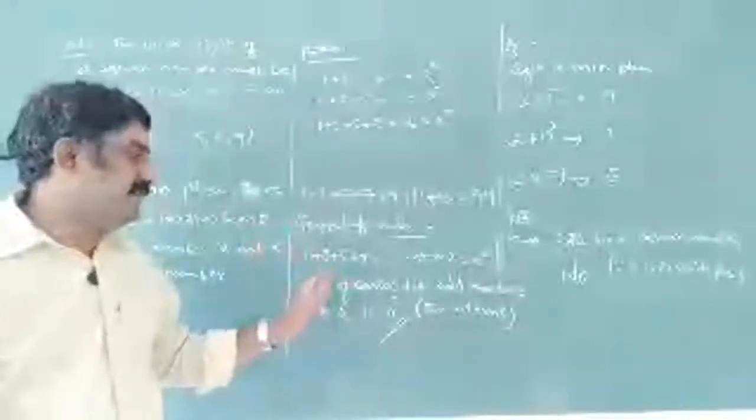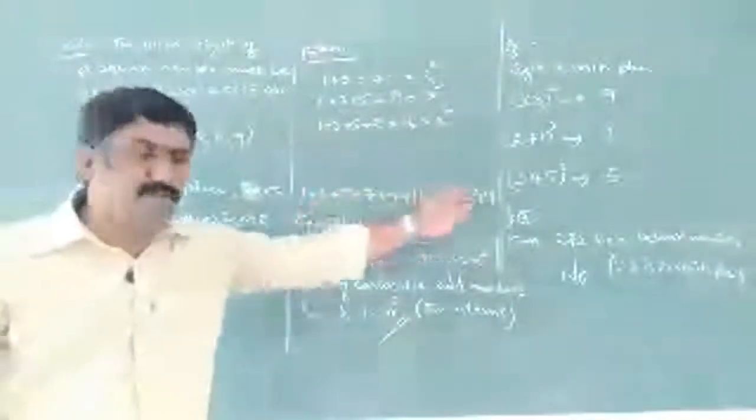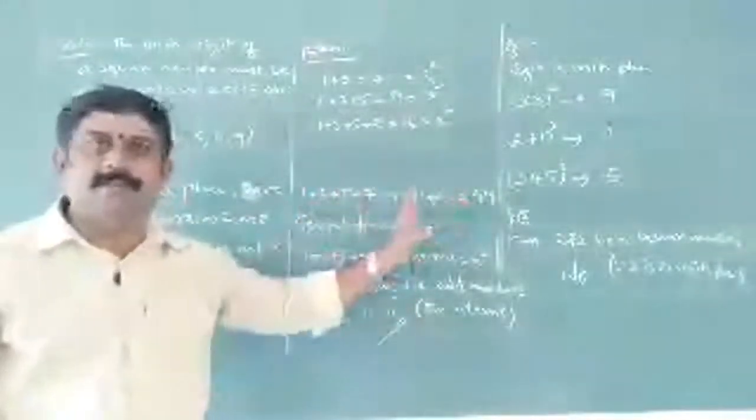1 plus 3 plus 5 plus 7 up to n terms, we are taking n square. N is nothing but the number of terms. 7, 7 square. 8, 8 square. 9, 9 square. So like that. One more pattern we'll see here.